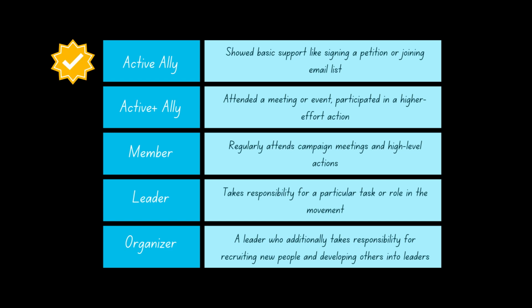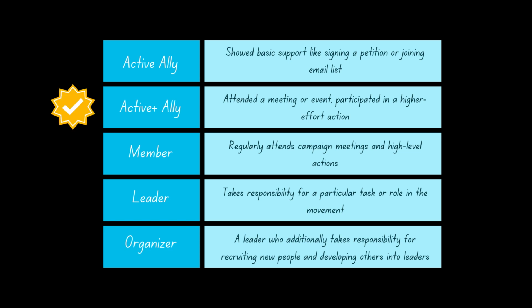First, we have active allies. These are people who signed a petition or signed up for the campaign email list or are following our Instagram or otherwise did something very small and very basic to show their support for our campaign. So this could maybe be like 10,000 people.